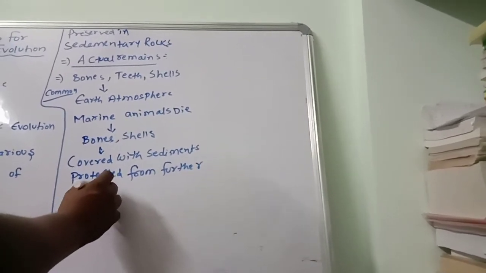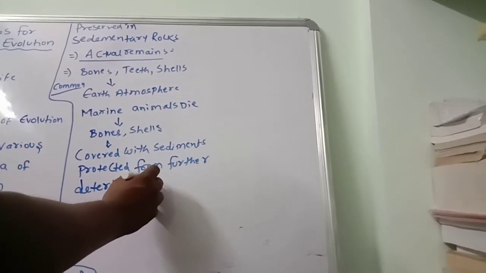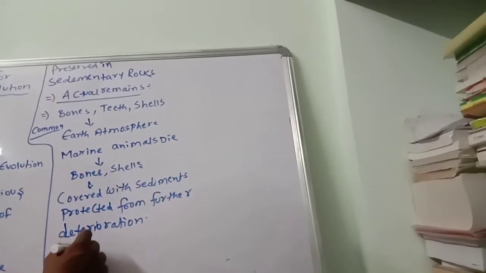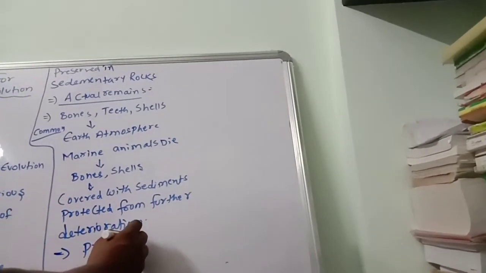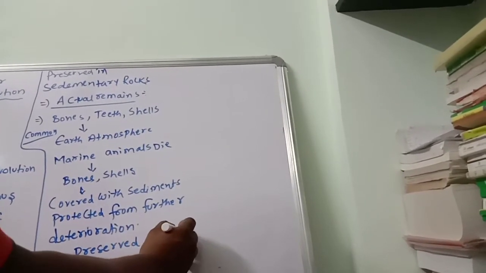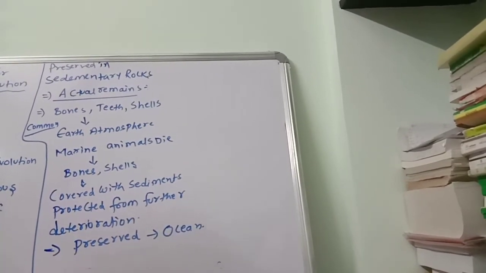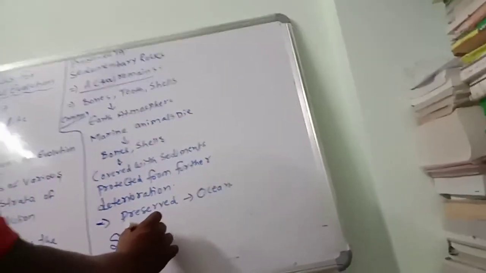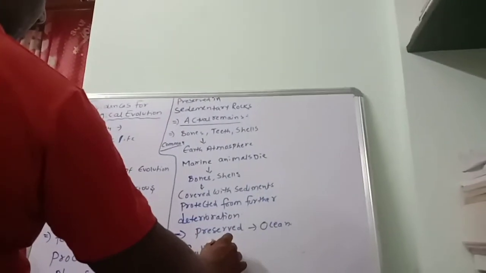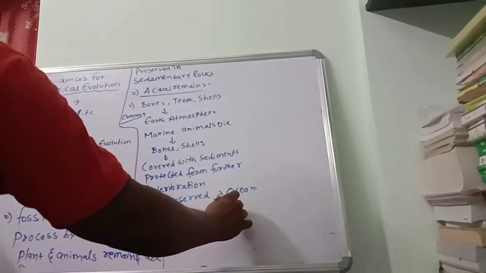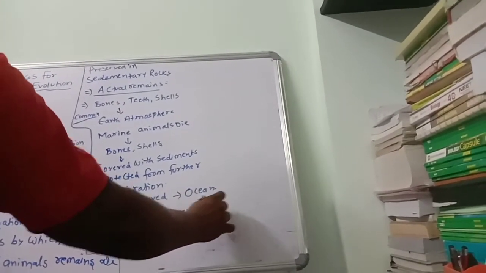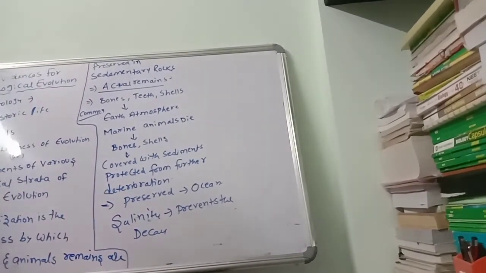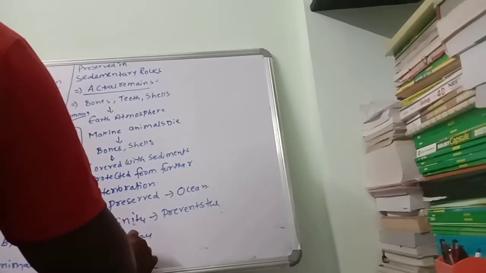Deterioration. These are the terms you have to remember. They get preserved, preserved in the ocean. This is one thing: the salinity. Which one prevents the decay? The salinity prevents the decay. Salinity prevents the decaying of those fossils.